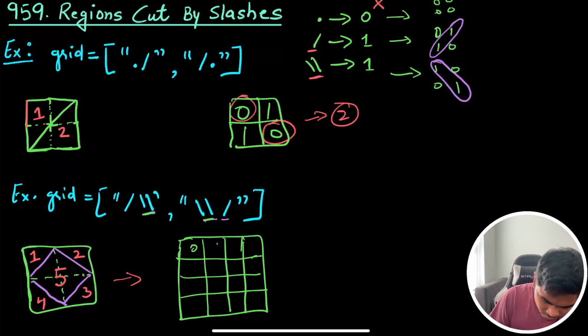So the first one is a forward slash, so 0 1 1 0. Next one is a backward slash, so 1 1 0 0. I think this is a better way of writing. Then the next one is a backward slash. So first write the ones and then the 0s. So 0 0 1 1.